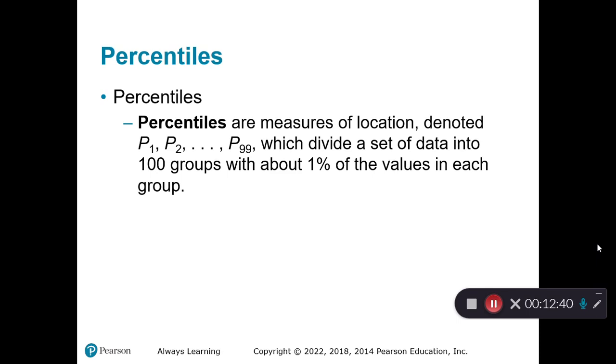Now let's turn our attention to another measure of relative standing called a percentile. Percentiles are measures of location, and we denote them by using subscripts to the right of the capital letter P for percentile. So P sub 1, for instance, is the first percentile, P sub 2 is the second percentile, and so on. Percentiles divide a data set into 100 groups of equal size, each one having about 1% of the values from our data set.